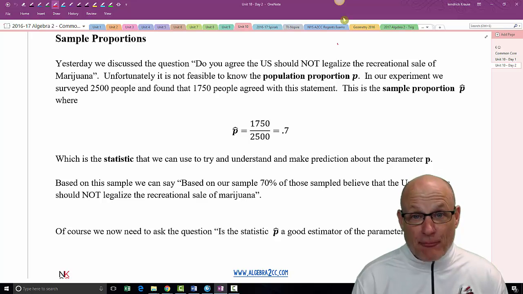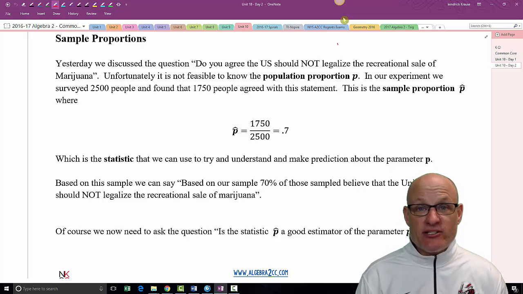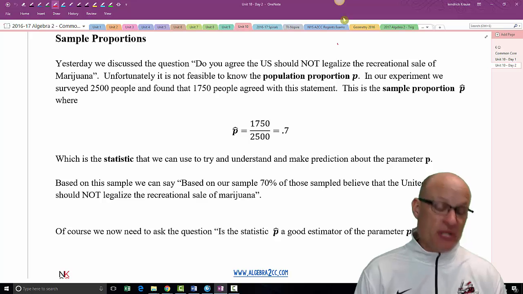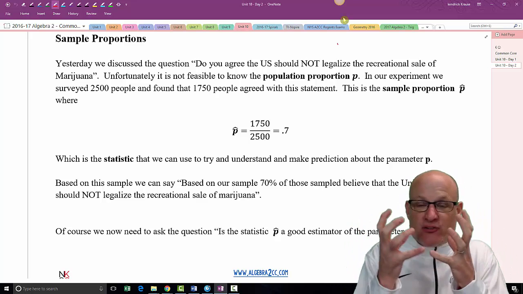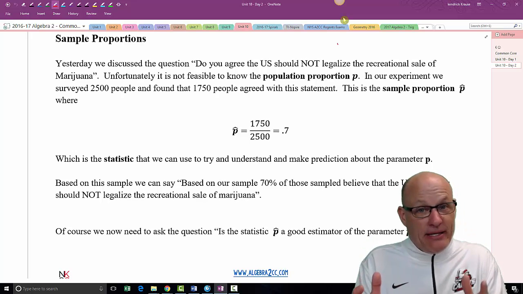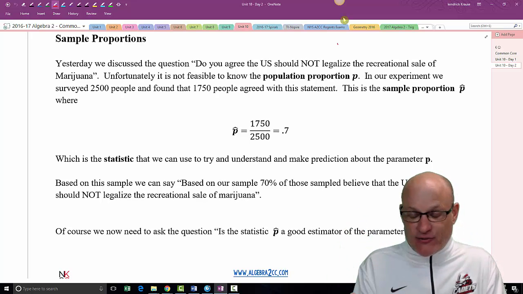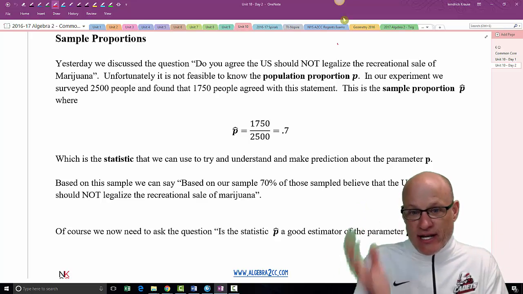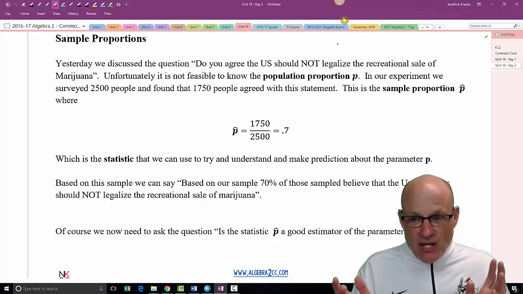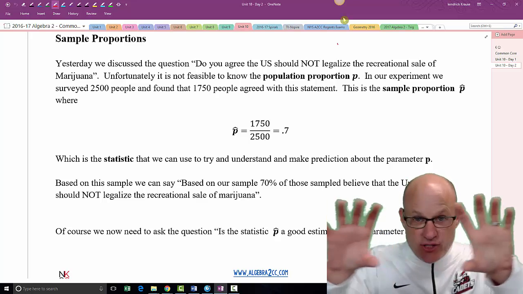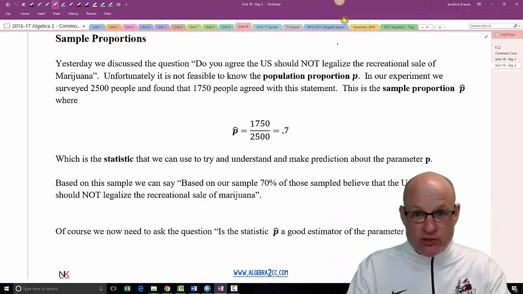So we took a sample, and our sample said that 1,750 out of 2,500 people found that they agreed with the statement. Remember, this is a proportion. Proportions are not means. Proportions are yes and no. That's all there is to do with proportions. Yes, I agree. No, I don't. Yes, I'm a boy. No, I'm not. Yes, I have blonde hair. No, I don't have blonde hair. Okay? And it's the proportion of what you are looking for over the total.